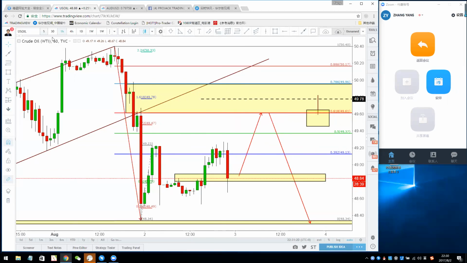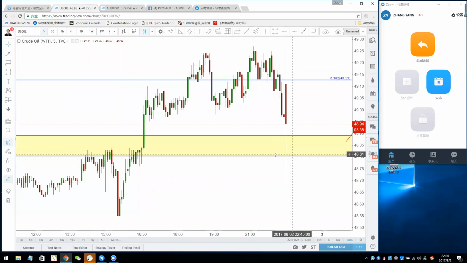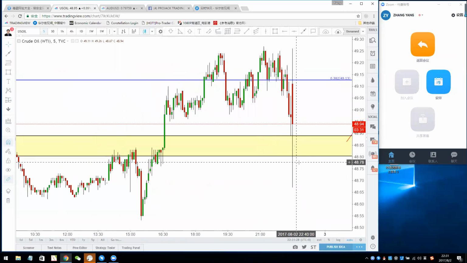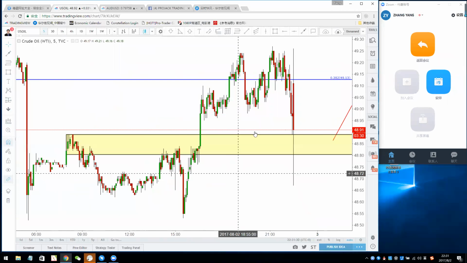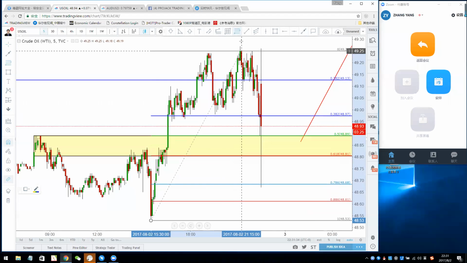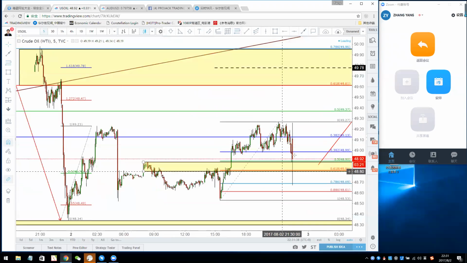Let's go to the 5 minute chart. I can see that the buyers are really at this 48.70 to 48.90 area. There are buyers here, and if you measure the 618, it just hit the 618 and goes up.